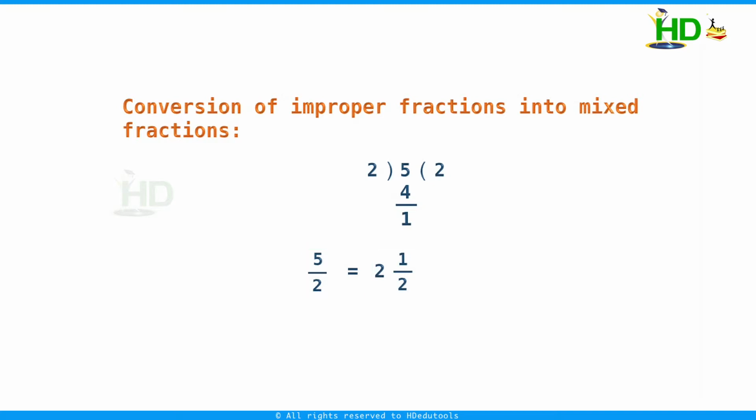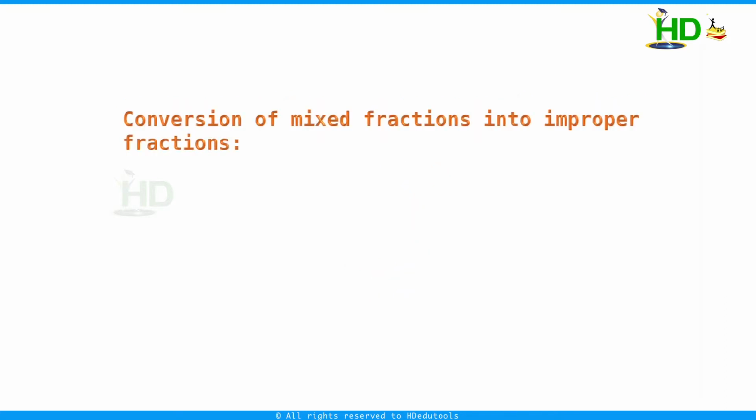Now here this 5 by 2 is an improper fraction and this 2 1 by 2 is a mixed fraction. Therefore, every improper fraction can be expressed as a mixed fraction. Conversion of mixed fractions into improper fractions. Now consider a mixed fraction, say 3 1 by 4.